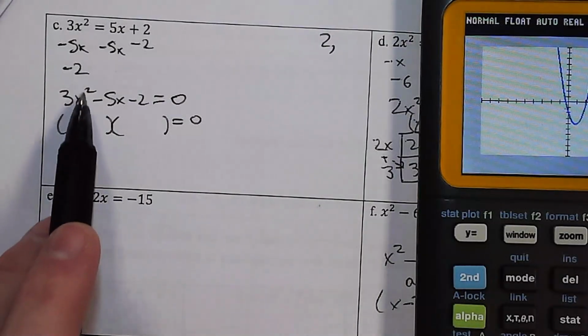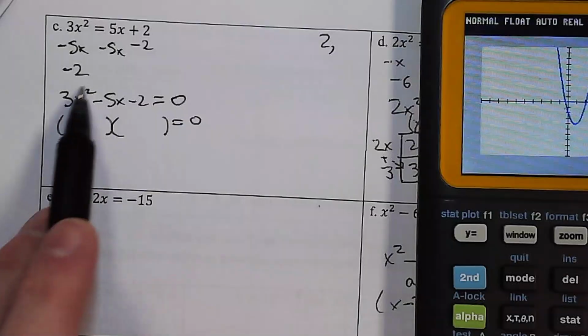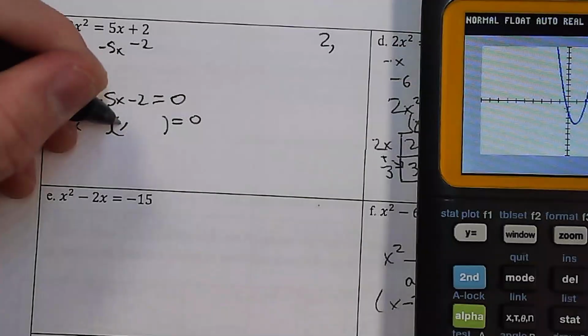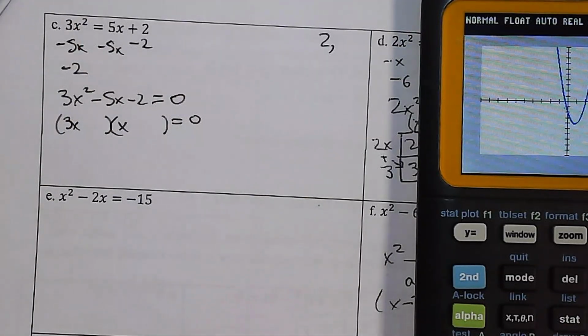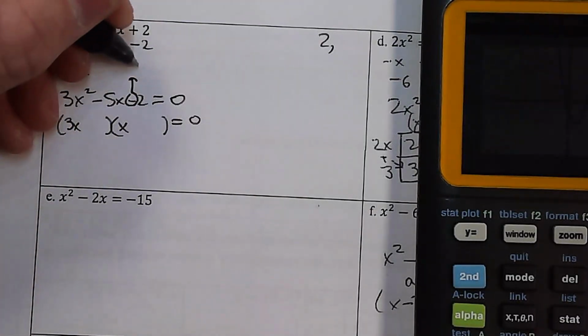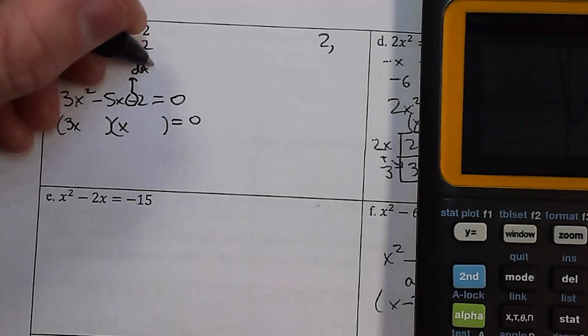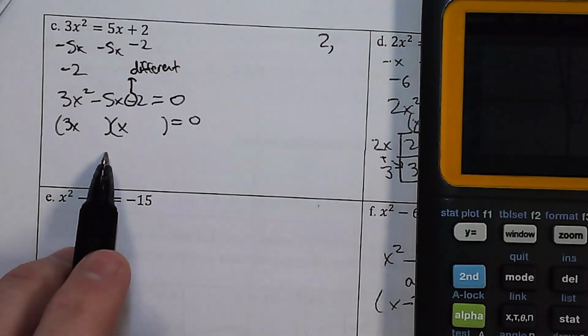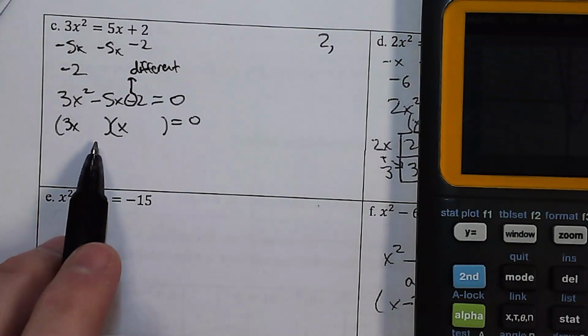So now you factor the first term. What multiplies to 3x squared? Good job. Okay. Now, next, we got to look at the signs. The signs, if it's a minus at the end, they're going to be the same or different? Different. So I got to put a plus with one, a minus with the other one. Where do you want to put the plus? Where do you want to put the minus?